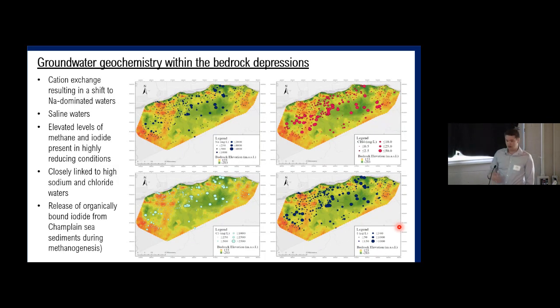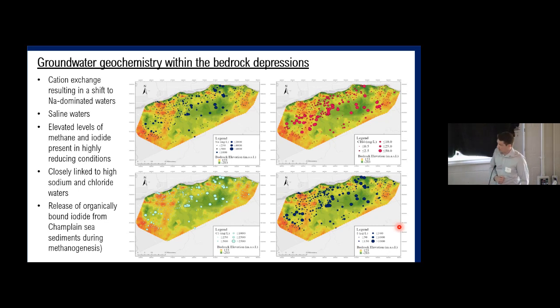Moving on now to the more highly evolved reducing groundwaters, which were sampled from those bedrock depressions with very thick drift cover, with glacial marine deposits as well. We can start to see some of those trends that Laura had identified with elevated levels of sodium and chloride in those areas, attributed to the impact of saline waters, salinization going on.